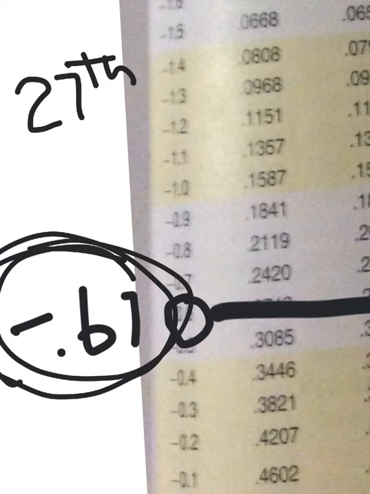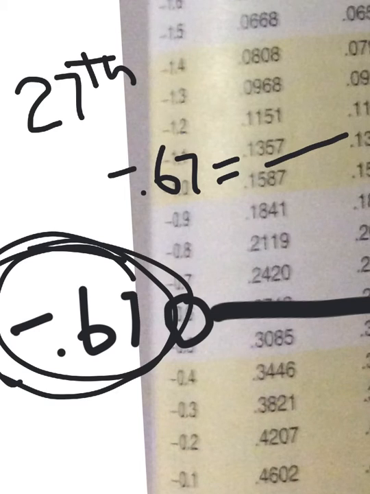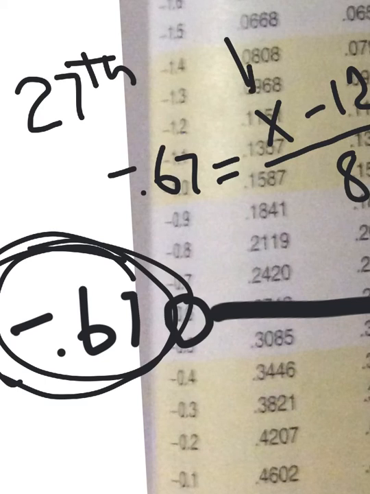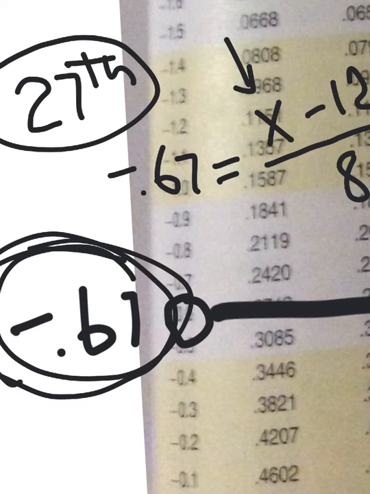I wonder, could we figure out what the actual time would be? We know negative 0.67 is the z-score, the average is 120 minutes, and the standard deviation is 8, so we could solve and figure out exactly how many minutes the practice at the 27th percentile would be. It's all good stuff. I hope that wasn't too confusing, because we will do a bunch of that next time I see you. All right, goodbye.